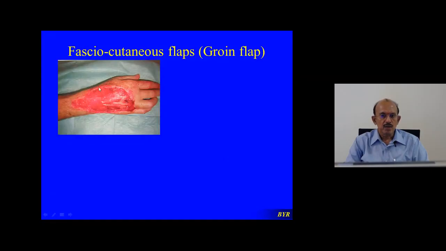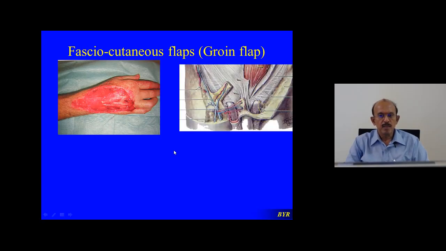You can see here, this is the dorsum of the hand. There is big loss of skin with exposed tendons. Now this is the groin region. Here is the inguinal ligament, and here is the circumflex femoral artery and vein. So the skin overlying this, you can take a flap of skin like this, based upon this circumflex femoral artery.